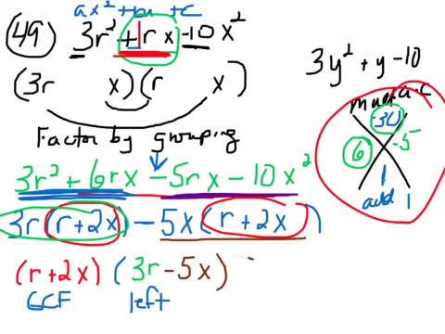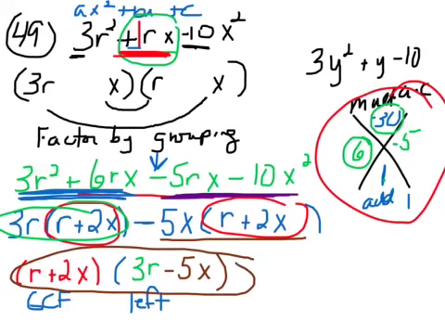This is what it would be when it's factored. R plus 2x times 3r minus 5x. We did this by factoring by grouping and splitting the middle term, but it's a great thing. It makes it so much easier than a lot of times the guess and check problem can turn out to be.